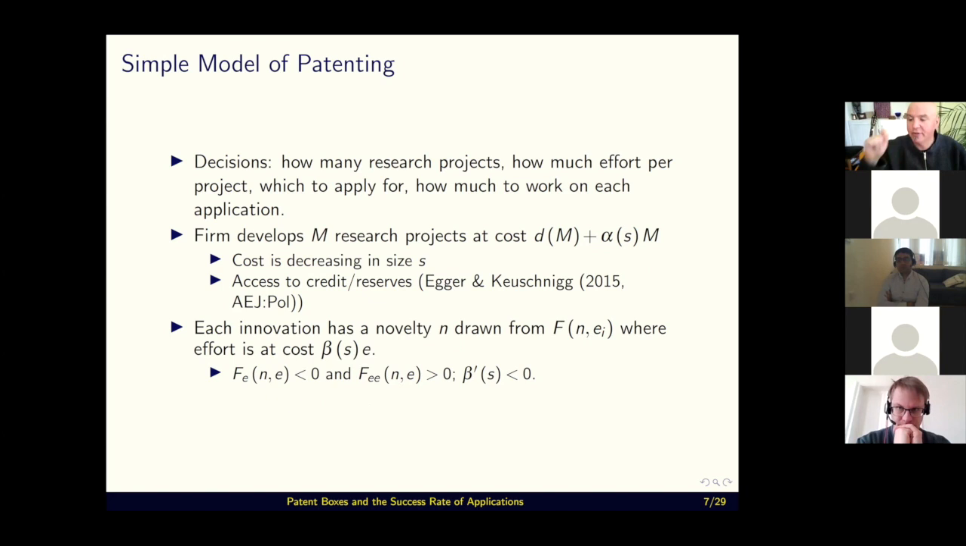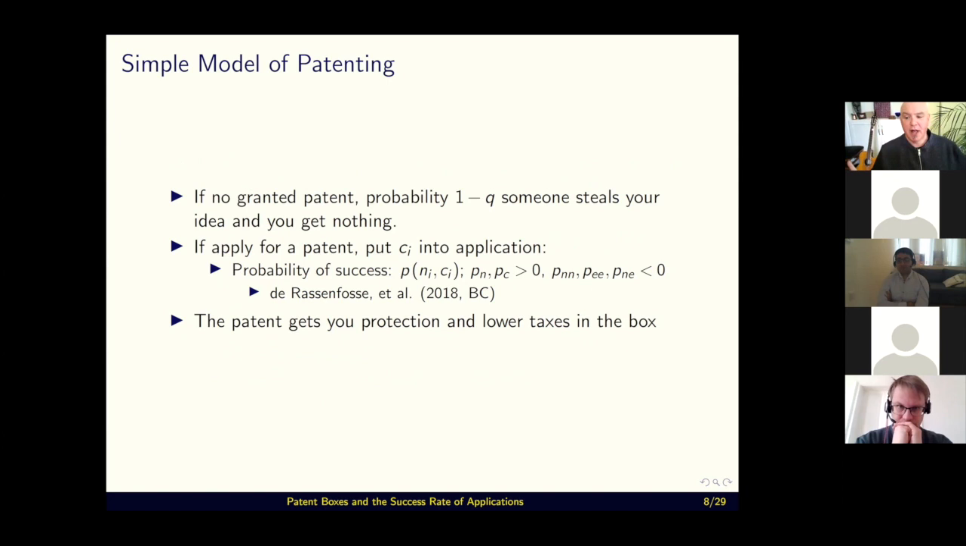If you don't have a granted patent, either because you didn't apply or you weren't successful, there's a probability someone's going to steal your idea. You put all the costs into it, but you get no revenues out of it. If you do apply for a patent, you choose how much money to put into the application, and the probability of the application being granted is increasing in novelty. More novel ideas are more likely to be granted, and it's increasing in the amount of money you put into the application process. Hire better lawyers, write a better application, higher probability of success.